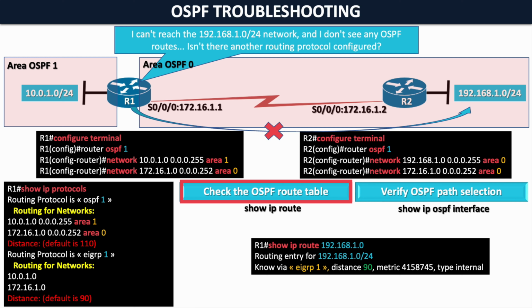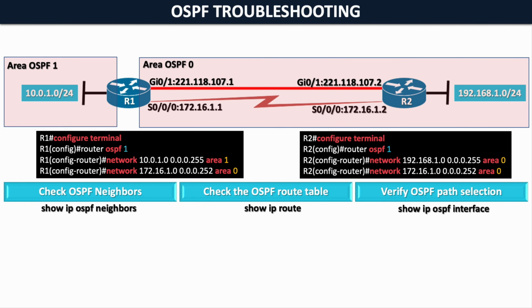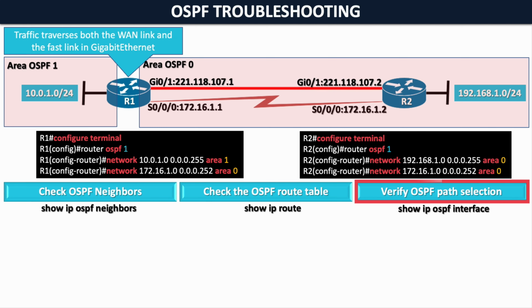OSPF path selection troubleshooting. Now, we're going to see the last step of OSPF troubleshooting, that is, path selection. A wrong path does not necessarily lead to a loss of connectivity, but in some cases, we would like the data to use a well-defined path. For example, a standby WAN link, the one represented with serial interfaces, can be billed by the amount of data transferred to it. And it can be a bit expensive if the data regularly passes through this link.